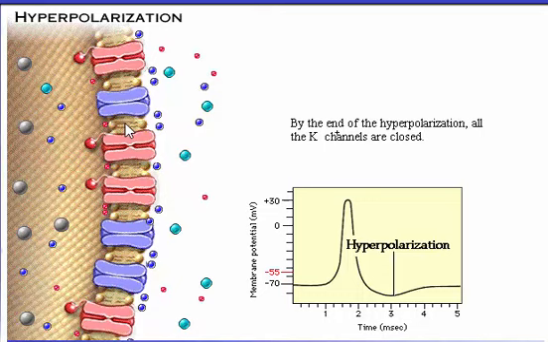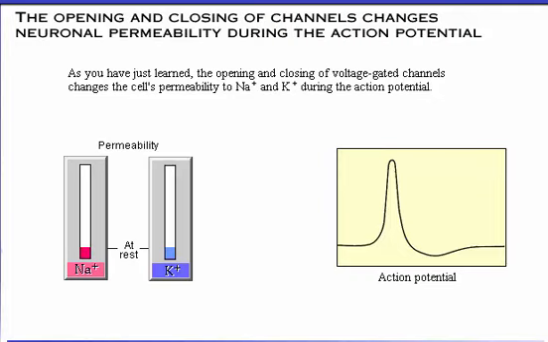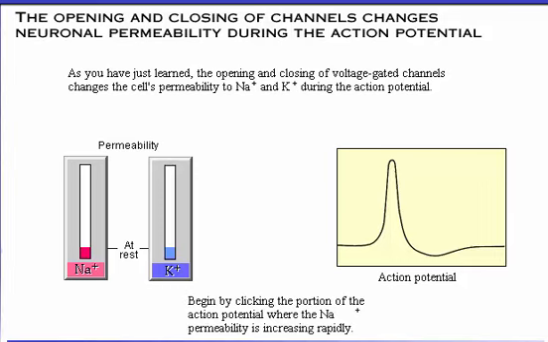By the end of the hyperpolarization, all the potassium channels are closed. As you have just learned, the opening and closing of voltage-gated channels changes the cell's permeability to sodium and potassium during the action potential. Now let's watch this happen. Begin by clicking the portion of the action potential graph where the sodium permeability is increasing rapidly.